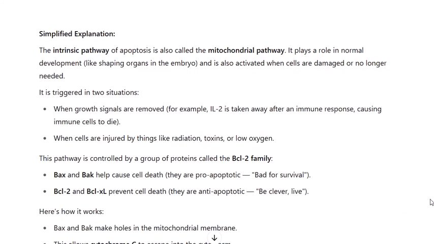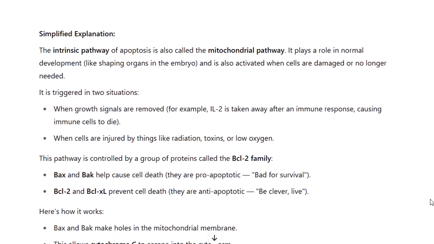Simplified explanation. The intrinsic pathway of apoptosis is also called the mitochondrial pathway. It plays a role in normal development, like shaping organs in the embryo, and is also activated when cells are damaged or no longer needed. It is triggered in two situations.